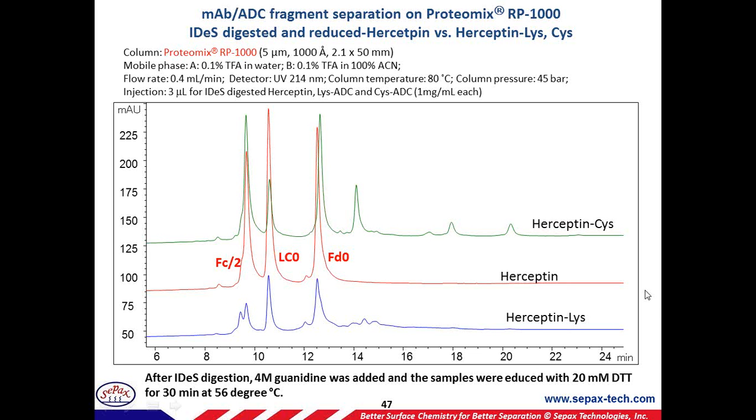All right, so we have talked about all these phases. We'll go into the conclusion. First, we have mentioned the Xenic C SEC phase offers a better recovery and separation of the antibody drug conjugates.